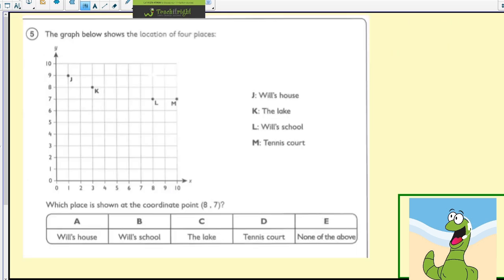Question 5, part B. Oh, sorry, question 5, the answer is B. You've given the game away, but let's go through and talk about why. The graph below shows the location of 4 places. Which place is shown at the coordinates 8, 7?